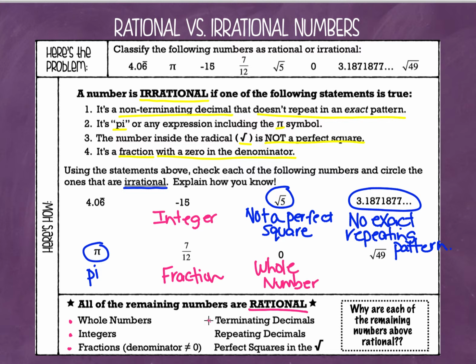Terminating decimals are also rational. If you have a decimal that ends, like 1.75, that would be a rational number because it terminates, or it ends. Repeating decimals are rational. So this is 4.066666. Once you see that little repeating bar, that tells you that it is rational because it is a repeating decimal.